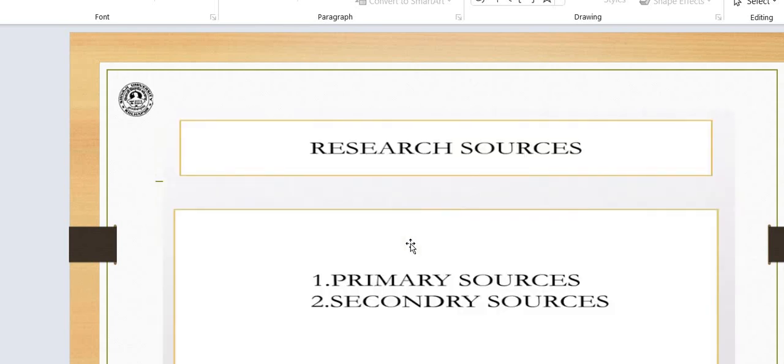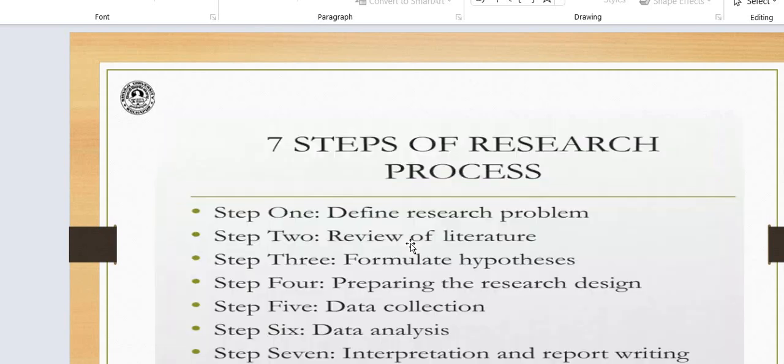Then, the research sources. What research sources are involved in this research process? The first is primary sources and the second is secondary sources. There are a total of 7 steps involved in the research process. Step by step, one by one, we are going to discuss them here. Shortly, I am going to introduce the steps involved.